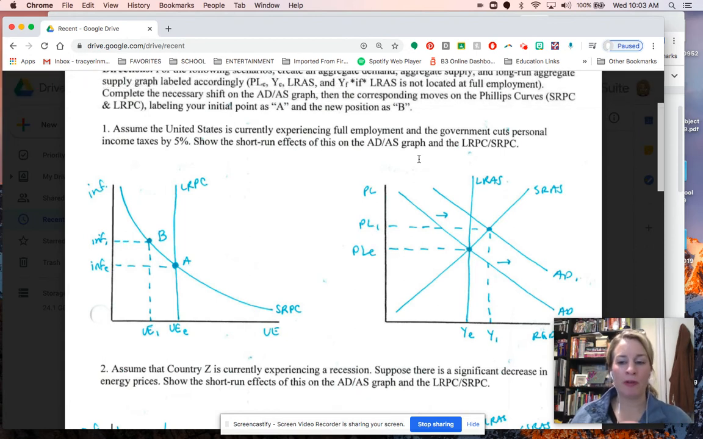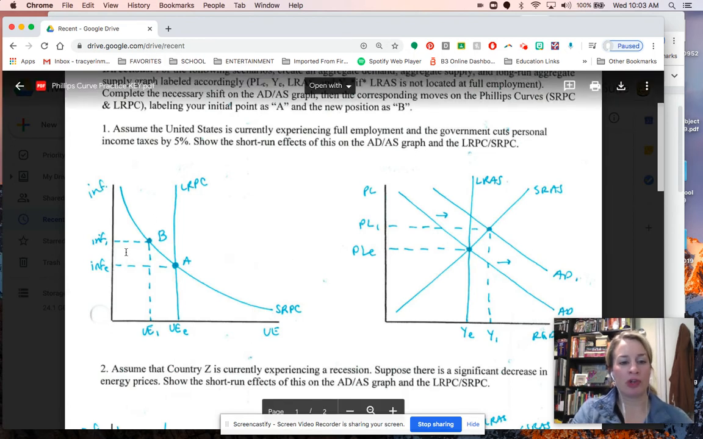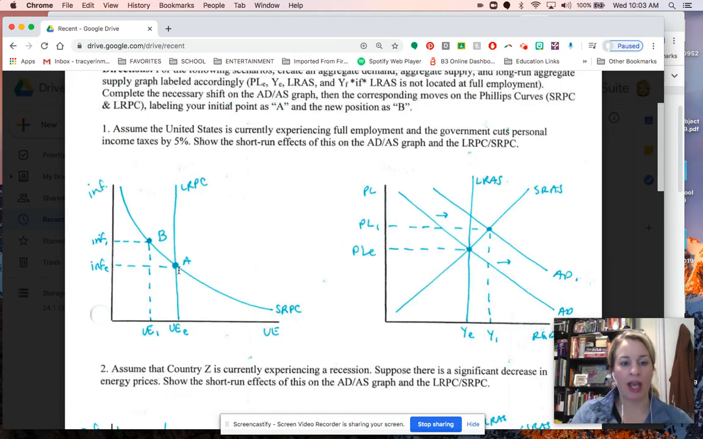So if we cut personal income taxes, this means that aggregate demand is going to shift to the right because consumption is going to go up. You'll notice that by shifting to the right over here, we're going to show that on the Phillips curve. So point A is where we're starting, and we want to have that where the lines intersect, because remember, that's what a fully employed economy looks like when you use these two.